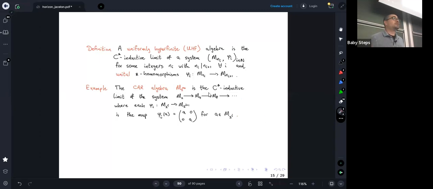Is it isomorphic to the infinite tensor product of exactly M2? Yes, it is. And so seeing a trace as a state with respect to which we take this infinite tensor product. Yes, absolutely. And in fact, we will see why, as sister algebras, they are isomorphic shortly.